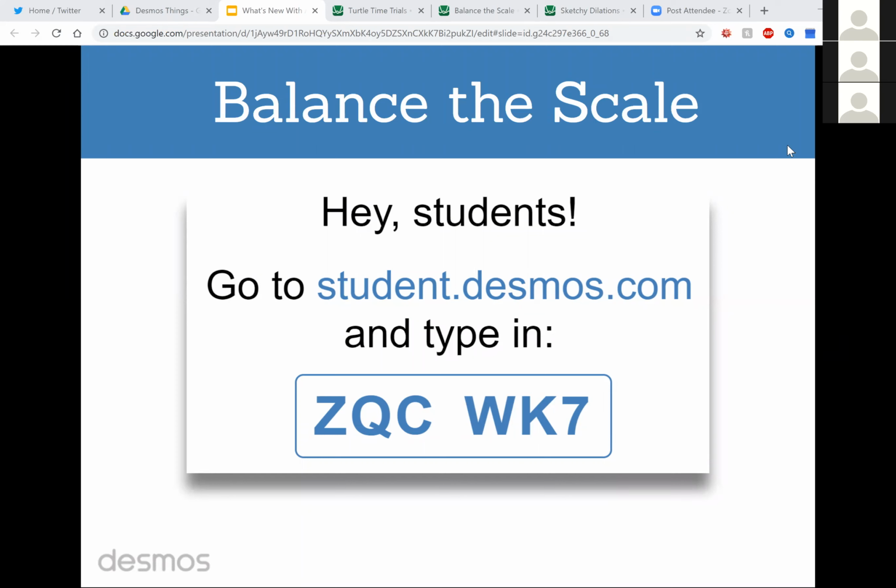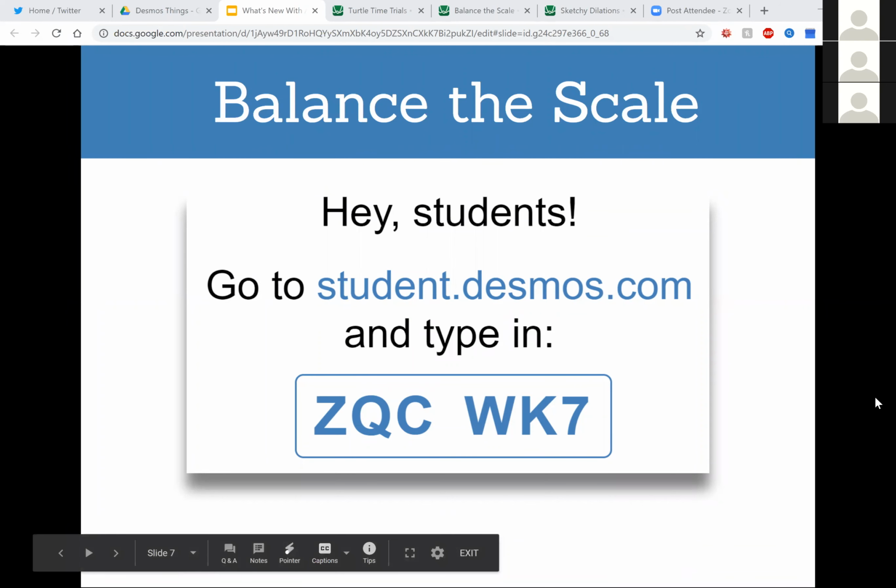student.desmos.com. I will also very quickly, if I can find it, I have the link to this one. I will post it here in the chat if I did it right. Yeah. If you also want to click that, oops, to everyone. If you want to click that link, you can also do that. I just put it in the chat.